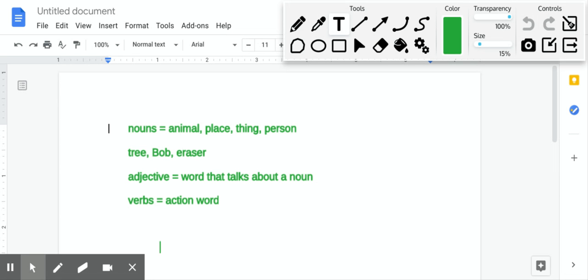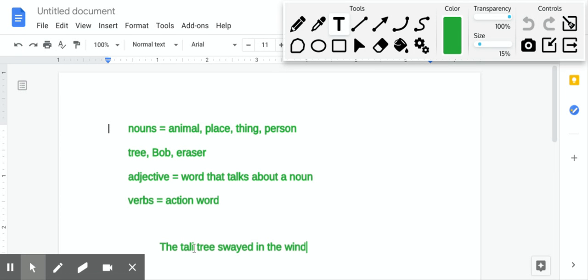So let's make a properly constructed sentence. Let's say I wanted to talk about the tree. So I start off with the noun. The tree, or let's have an adjective before that. So let's say the tall tree. The tall tree swayed in the wind. So the tall tree, it was very windy, and the tall tree was moving around in the wind.